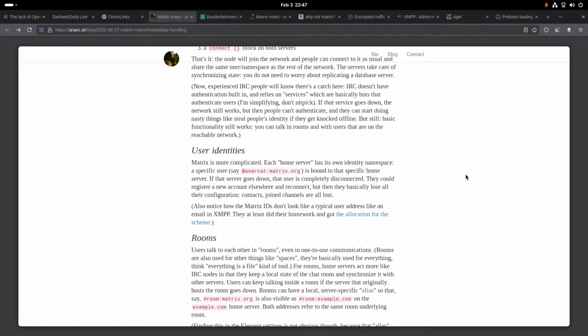Matrix is more complicated. Each home server has its own identity space, and a specific user, say on matrix.org, is bound to that specific home server. If that server just goes down, the user is completely disconnected. They could register a new account elsewhere and reconnect, but they basically lose all their configuration. Contacts and joined channels are all lost. Also, notice how the Matrix IDs don't look like the typical user address, like an email in XMPP. They at least did their homework and got the allocation for the scheme.